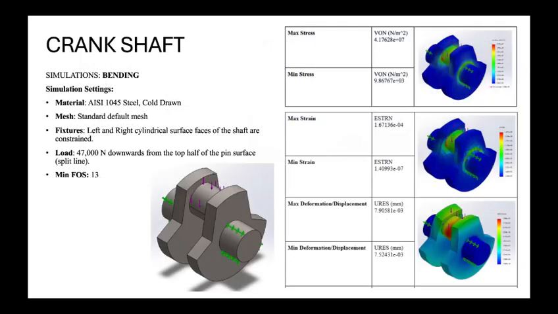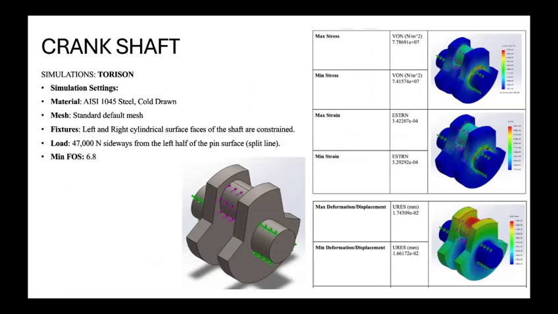For the crankshaft, we studied bending and torsion. Since it converts linear piston motion to rotation, in bending, max stress was around 41.8 megapascal, giving a very high factor of safety of 13. Deformation was under 0.008 millimeters, showing excellent stiffness.